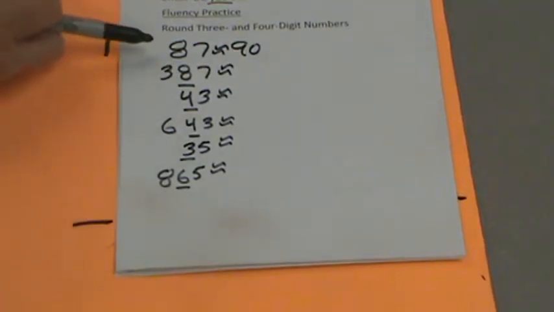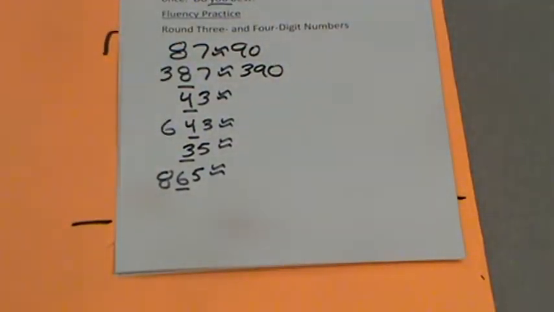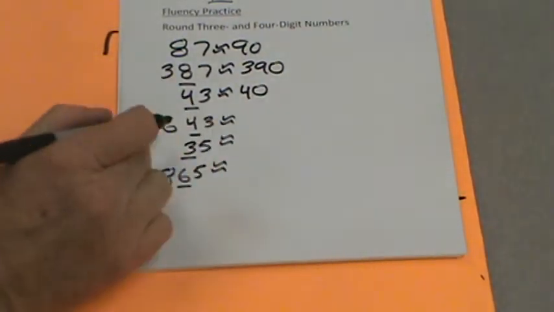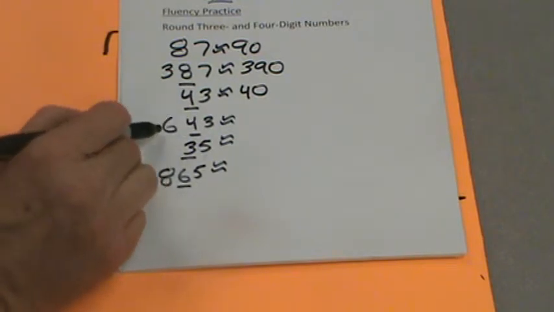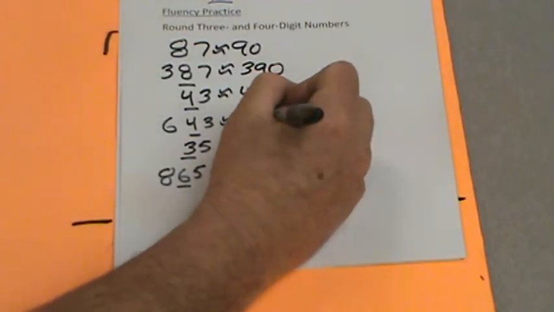387, well, look at this. 87 was rounded to 90, so we can know that this would just be putting the 3 in front of that and making it 390. 43, is that over the halfway point between 4 tens and 5 tens, which would be 45? No, it's less than 45, so we would round down, and it would be 40. How about 643? Same situation, except we have 6 hundreds in front of the 4 tens and 3 ones, so of course we'd round down again to 640.